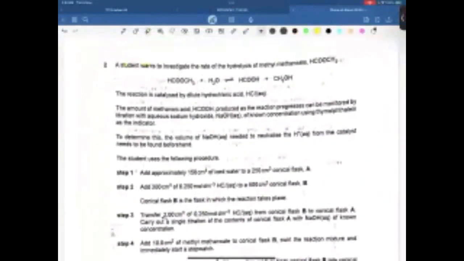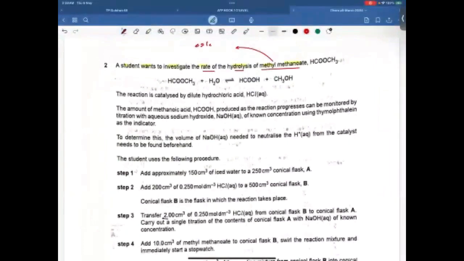A student wants to investigate the rate of the hydrolysis of methyl methanoate. First of all, methyl methanoate is an ester. So technically, we are discussing the rate of hydrolysis of an ester. All right. Second thing, this ester is formed when methanol and methanoic acid are reacting together.